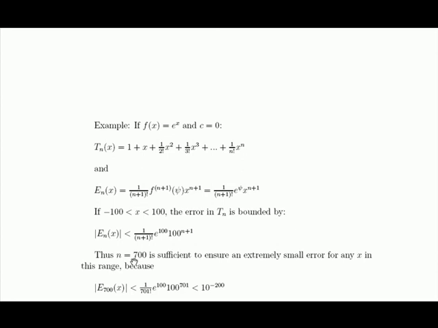And if we take n to be 700, then we have the following error bound on x for all x between minus 100 and 100. And this error bound is extremely small. It's less than 10 to the minus 200th power. So 700 terms is more than sufficient to give an extremely good approximation to e to the x in the entire interval minus 100 to 100.